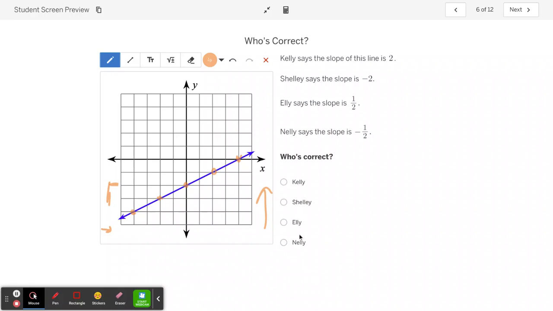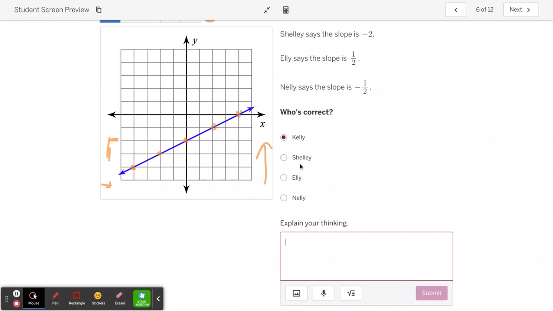No matter who you pick, if I pick Kelly, or if I pick Shelly, or if I pick Ellie, or if I pick Nellie, no matter who I pick, you're going to need to explain why. Show evidence on your graph.